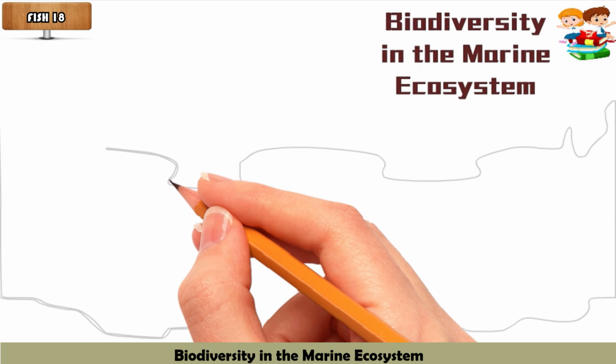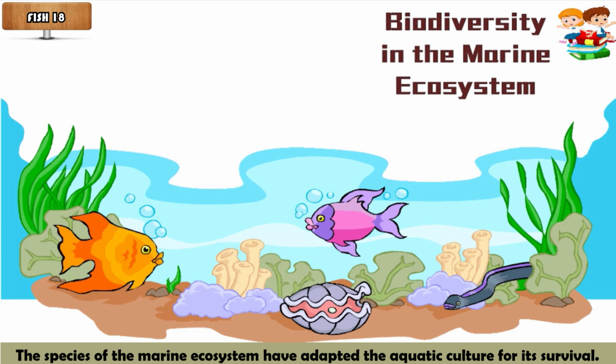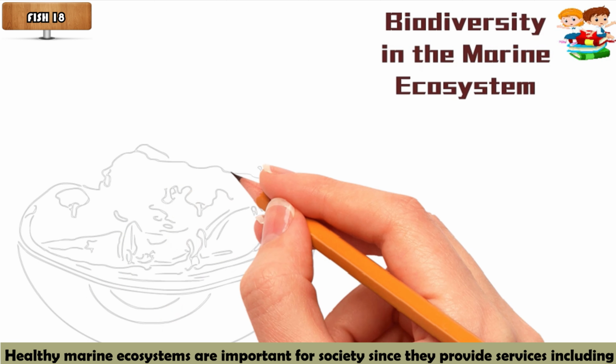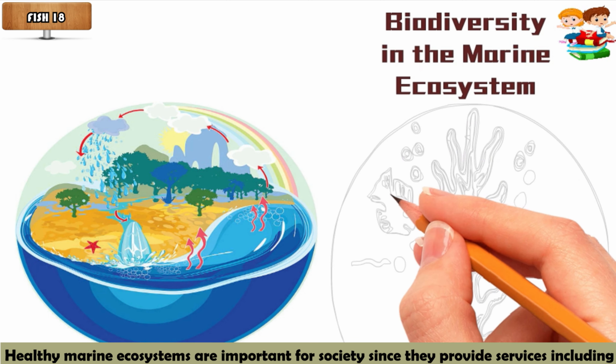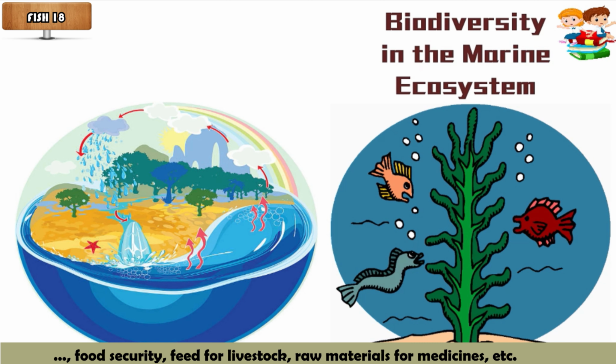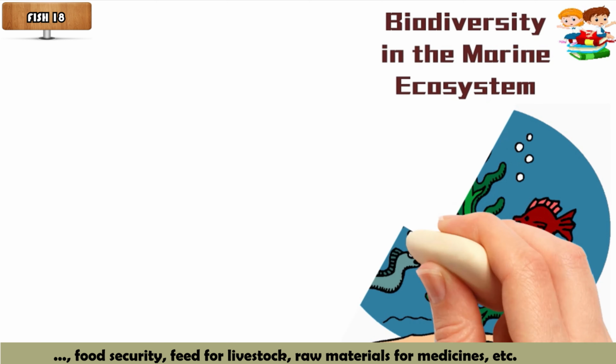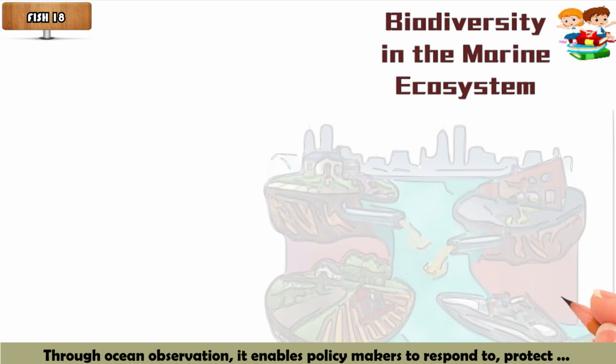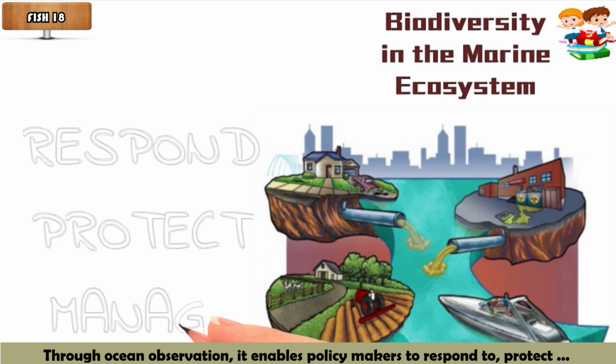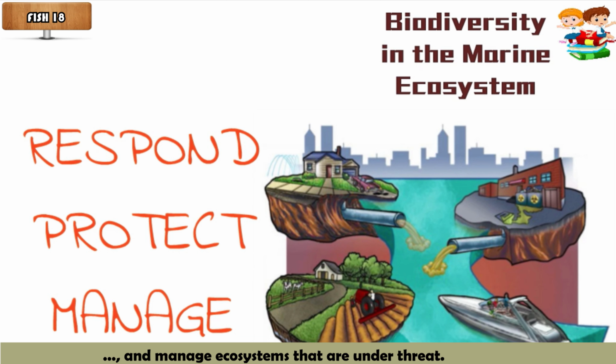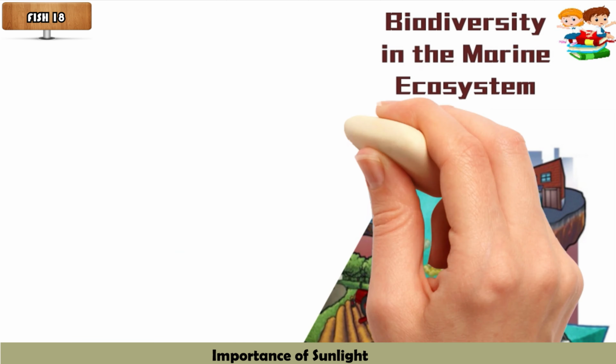Biodiversity in the marine ecosystem. The species of the marine ecosystem have adapted the aquatic culture for its survival. Healthy marine ecosystems are important for society since they provide services including food security, feed for livestock, raw materials for medicines, etc. Through ocean observation, it enables policymakers to respond to, protect and manage ecosystems that are under threat.